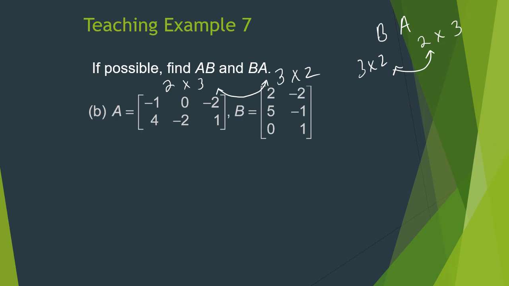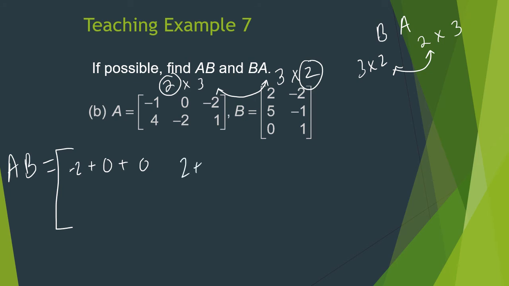So when I find the product of AB, the result is going to be a 2 by 2. So I'm going to create a 2 by 2. I have -1 times 2 is -2, plus 0 times 5 is 0, plus -2 times 0 is 0. And then my next element, -1 times -2 is 2. 0 times -1 is 0. -2 times 1 is -2.